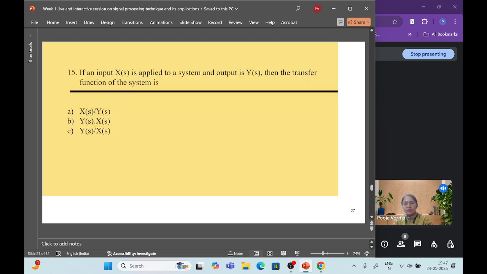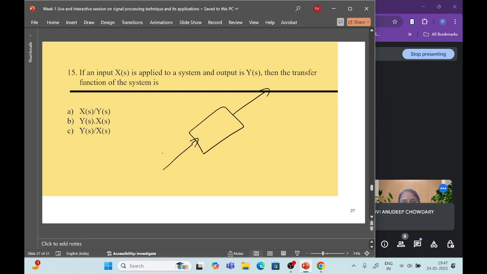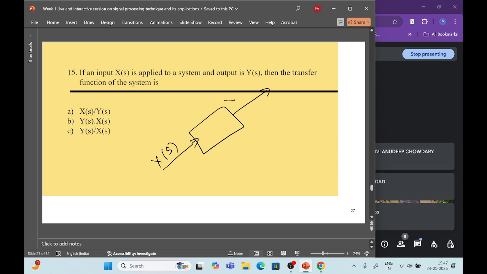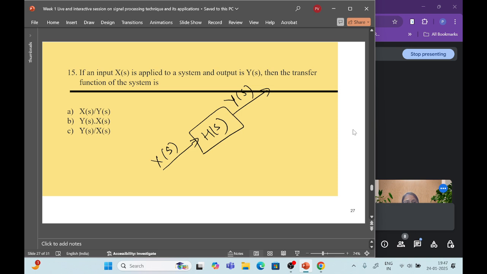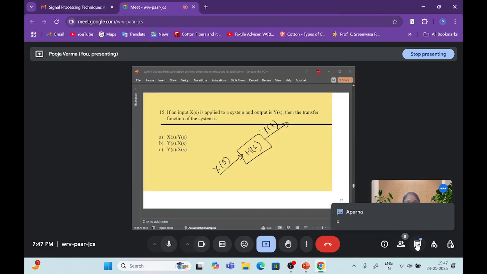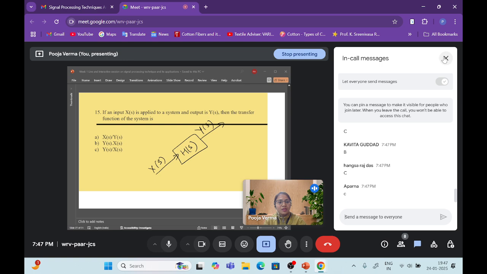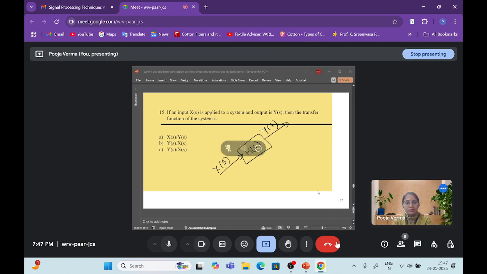So moving to the next question. If an input x of s is applied to a system and output is y of s, then the transfer function of the system is. So all of you, I think you know this. Can you just answer in the chat box? Here the input is x of s and output is y of s. What is a transfer function equation for any system? Yes, option C is the correct answer.